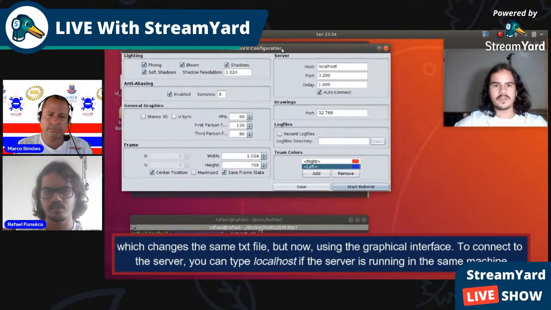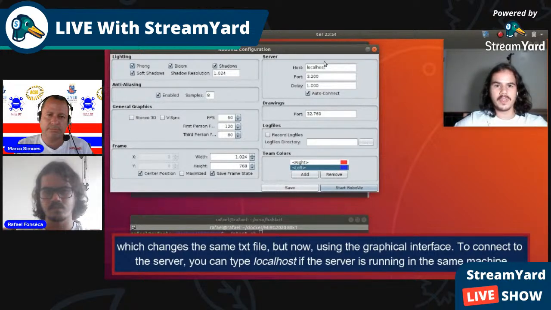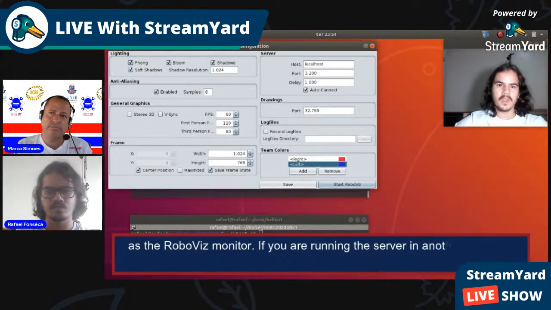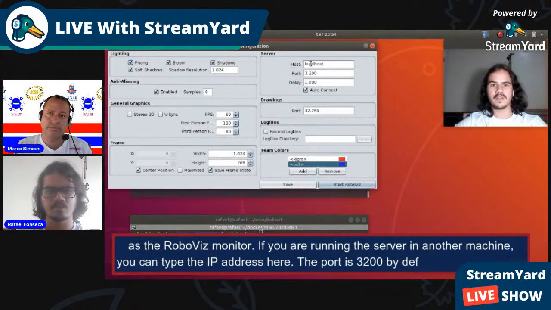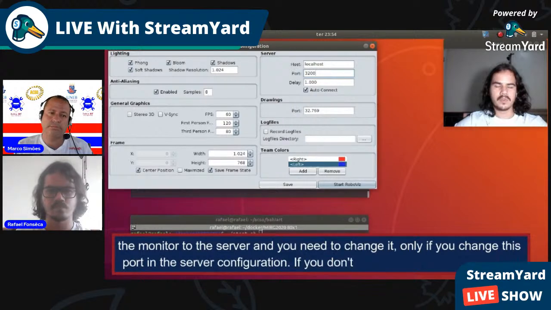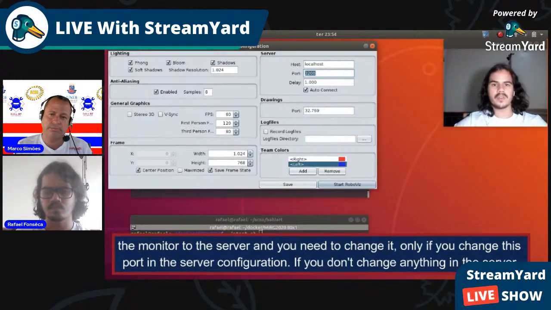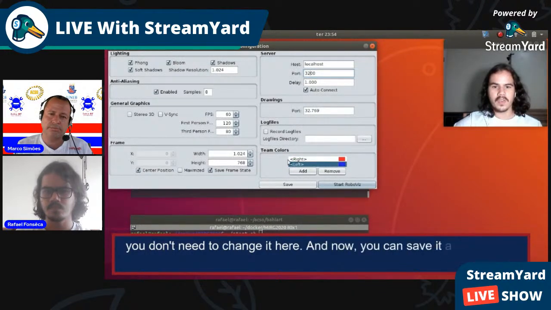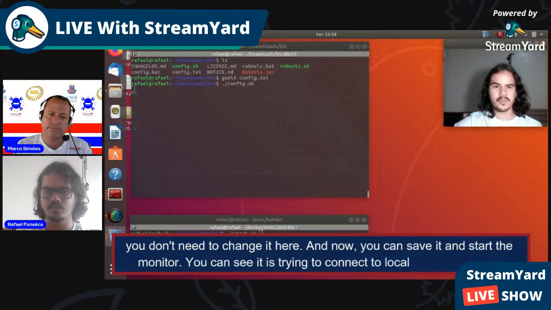Now, to connect to the server, we can type localhost if the server is running on the same machine as the RoboVis monitor. And if you are running the server on another machine, you can type the IP address here. The port is 3200 by default, which connects the monitor to the server, and you need to change it only if you change this port in the server configuration. If you don't change anything in the server, you don't need to change it here. And now you can save it and start the monitor.